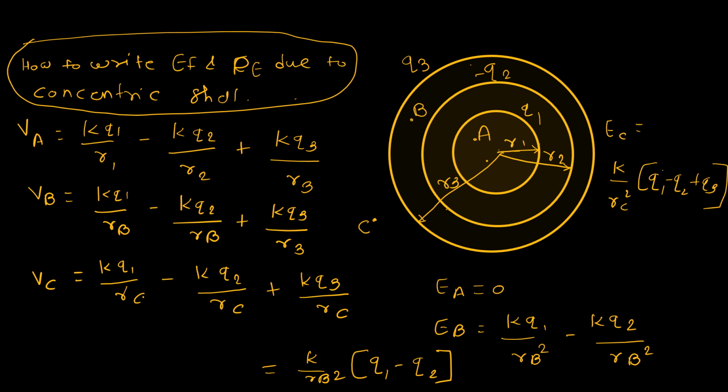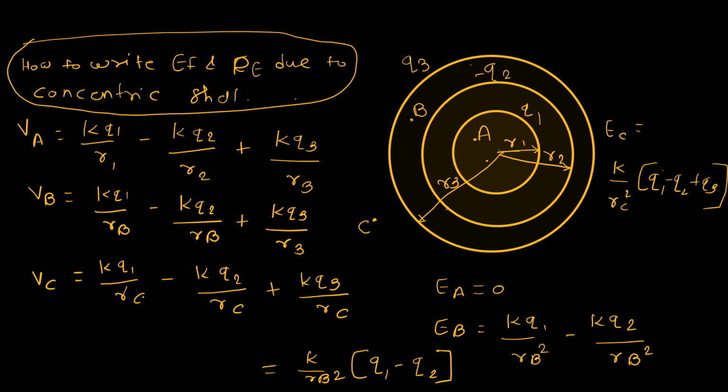Now because of the q3 charge, point A lies inside this sphere also, so we can write kq3 upon r3. Now q2 is negative, that's why we have taken the minus sign here. So kq3 upon r3, because from 0 up to distance r3 the potential is kq3 upon r3. It's a constant.